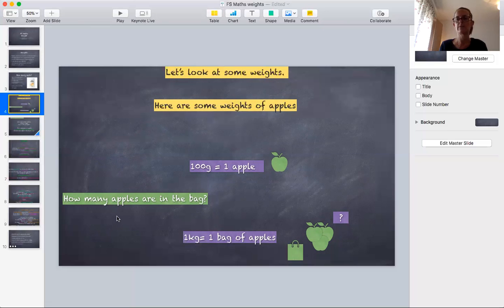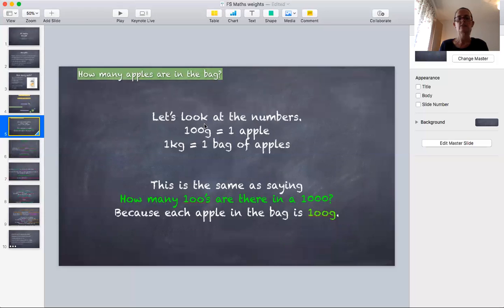How many apples are in the bag? Well, let's have a look. Let's look at the numbers. In maths, always when you're stuck or you're unsure or you approach a problem, look at the numbers. The numbers are there and write them down. So 100 grams equals 1 apple. And 1 kilogram equals 1 bag of apples. And we want to know how many apples are in that bag. So this is the same as saying, how many hundreds are there in 1,000? Because each apple in the bag is 100 grams.